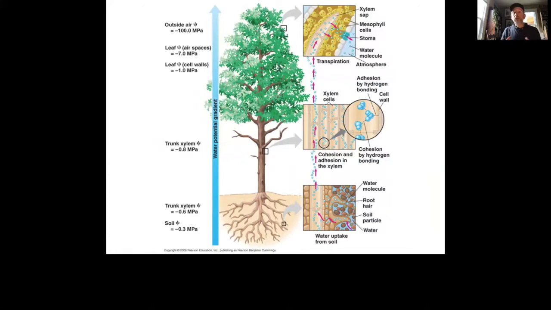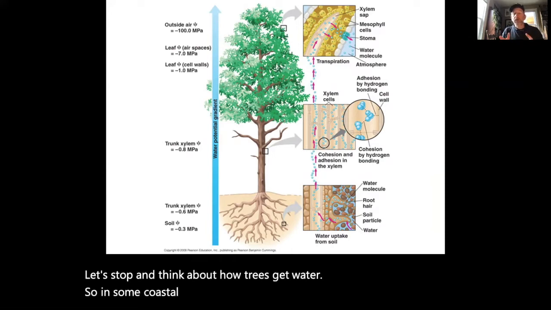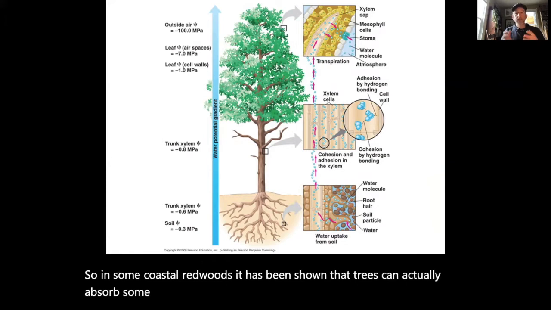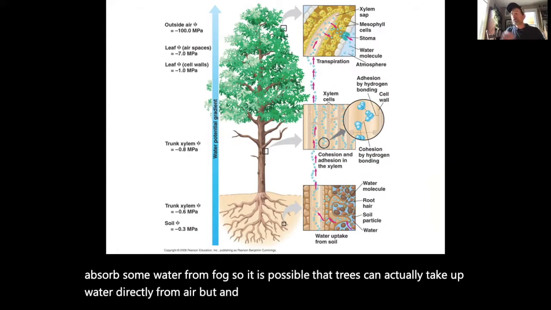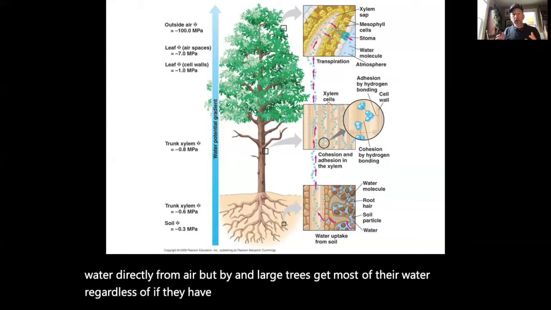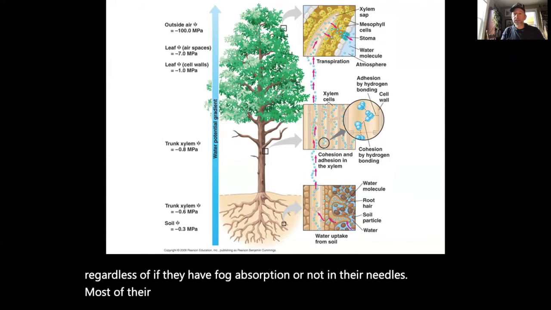And think about how trees get water. So in some coastal redwoods, it has been shown that trees can actually absorb some water from fog. So it is possible that trees can actually take up water directly from air. But by and large, trees get most of their water, regardless of if they have fog absorption or not in their needles, from the ground. It's coming from the soil. It's coming from the roots.